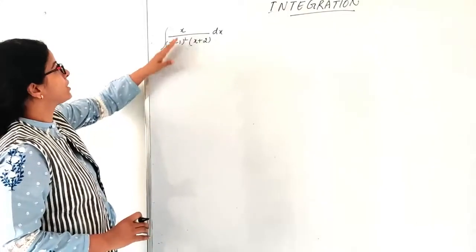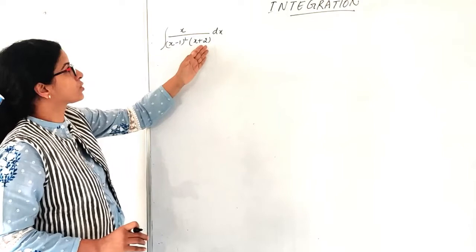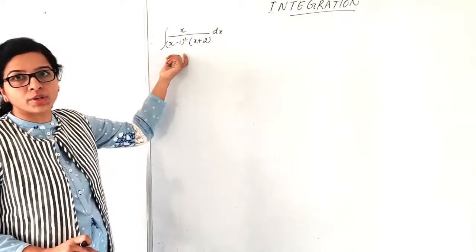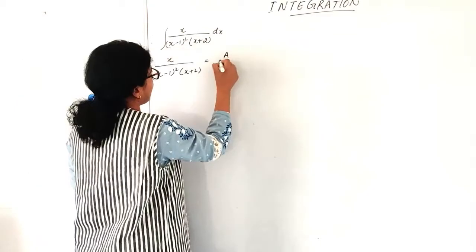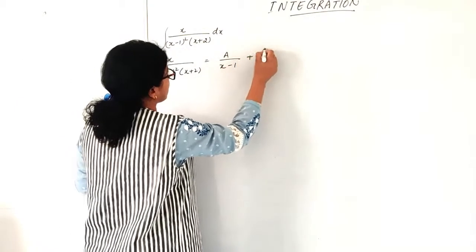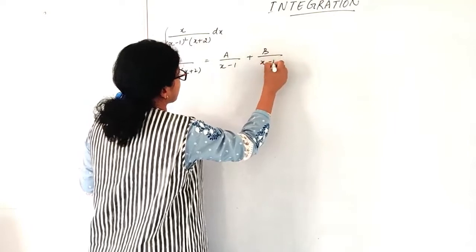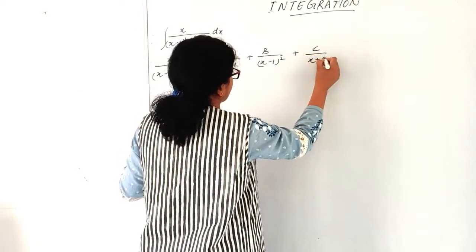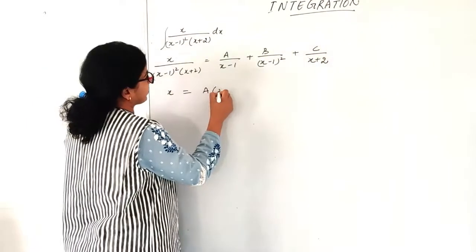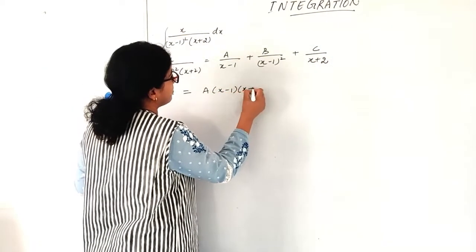Let us check this question, x upon x minus 1 whole square x plus 2 dx. So here I have a repeated root. So how are we going to take it? So look here, a upon x minus 1 plus b upon x minus 1 whole square plus c upon x plus 2. Now take the LCM.